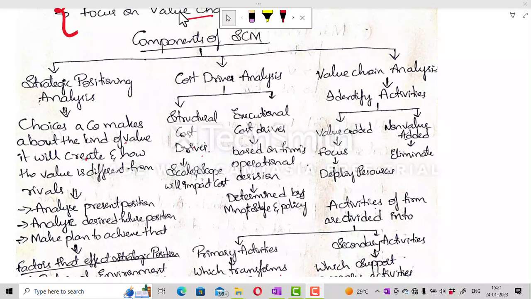So from the above, we came to a conclusion that we need to apply strategic cost management. But before applying, we have to make some analysis of the strategic positioning, meaning where we are, where we want to be, and what we should do to get there. And cost driver analysis means proper allocation of cost to a particular product. Value chain analysis means identifying the value added activities carried out in production, and the non value added activities we need to look into. Let's see the details.